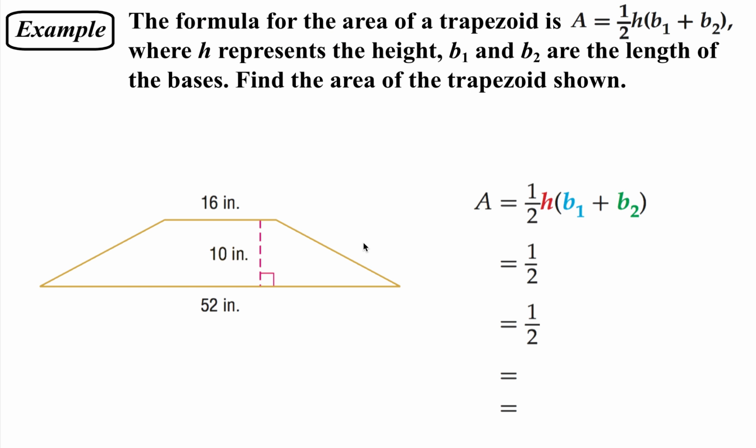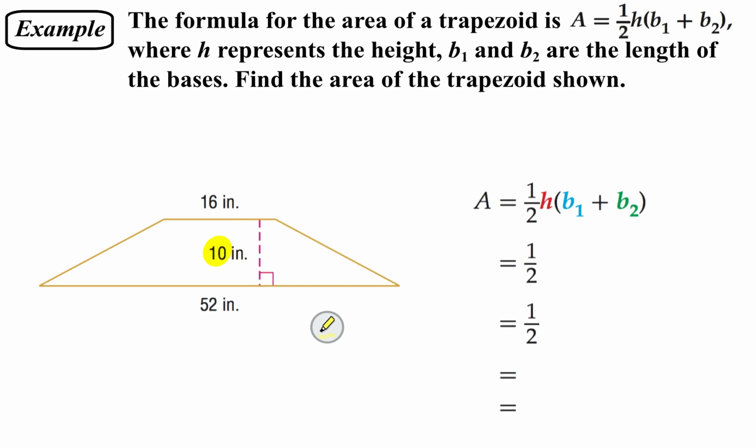And our final example here, the formula for the area of a trapezoid is given. Area is 1/2 the height times the sum of the bases. H is the height, B1 and B2 are the length of the bases. Find the area. So your height is given right here as 10. It doesn't matter which one you call B1 and B2. I think I called the top one B1 and the bottom one B2, but it's completely random. It doesn't matter.